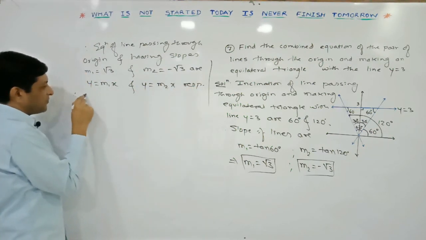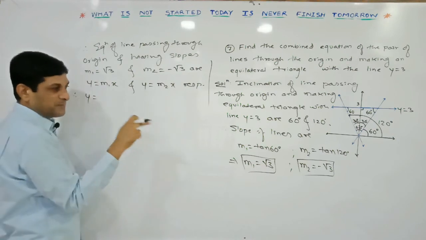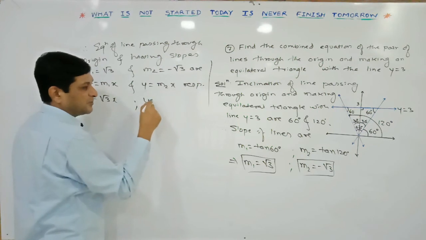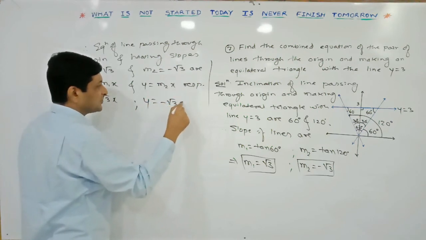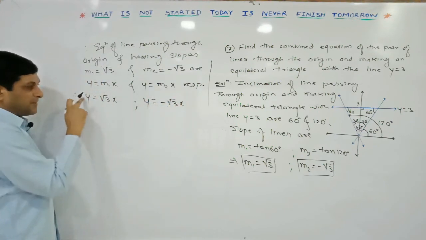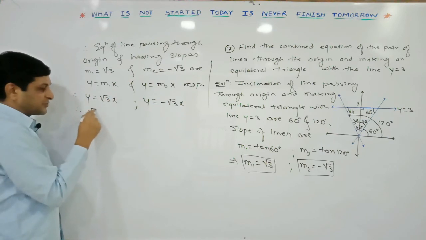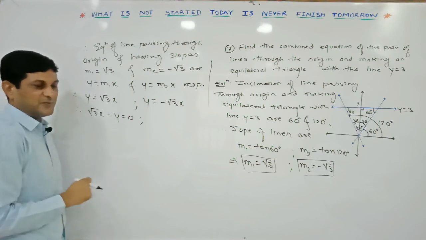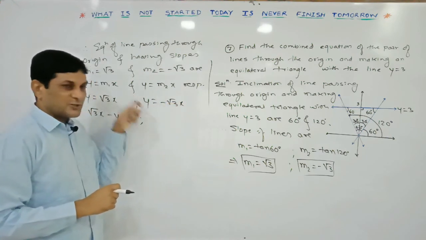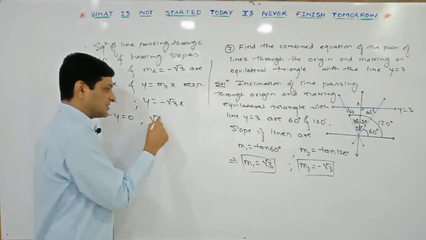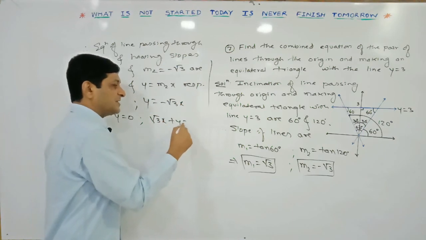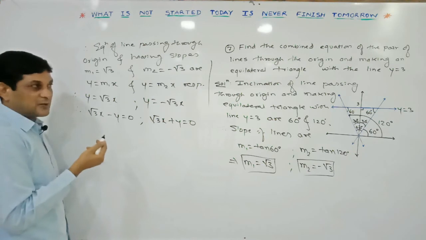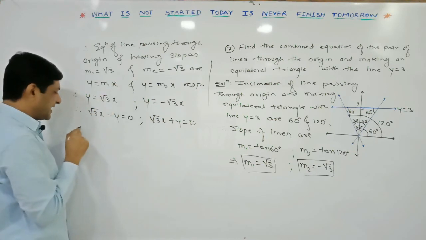So therefore y is equal to, now I am replacing m1 by its value, that is root 3x, and m2 by its value. What is the value of m2? Minus root 3x. So therefore plus y on this side will become minus y, means what will we get? Root 3x minus y is equal to 0 is the equation of first line, and here minus root 3x on this side will become plus root 3x. So root 3x plus y is equal to 0. Once the equation of both the lines are known to us, find out our required combined equation.